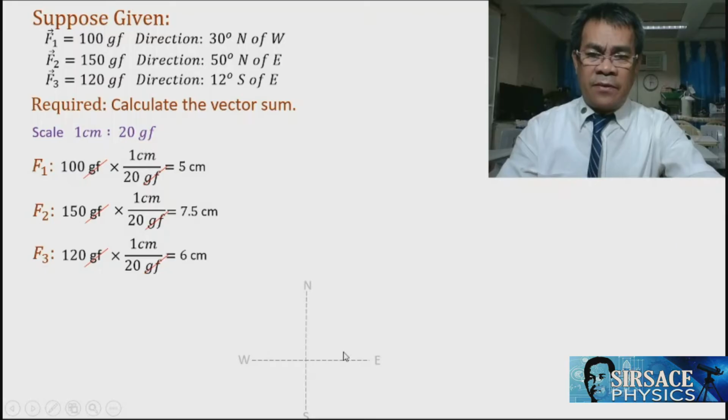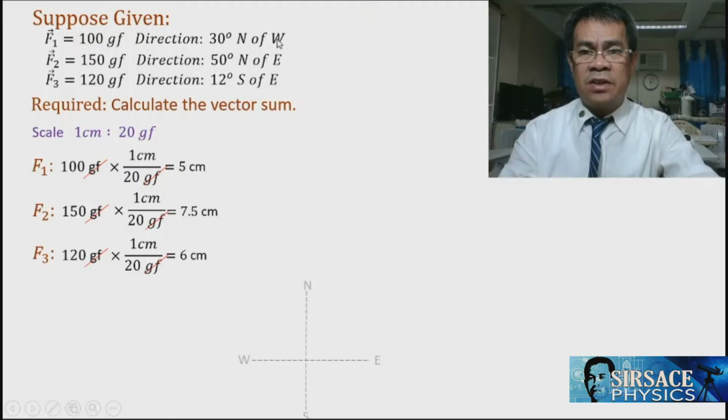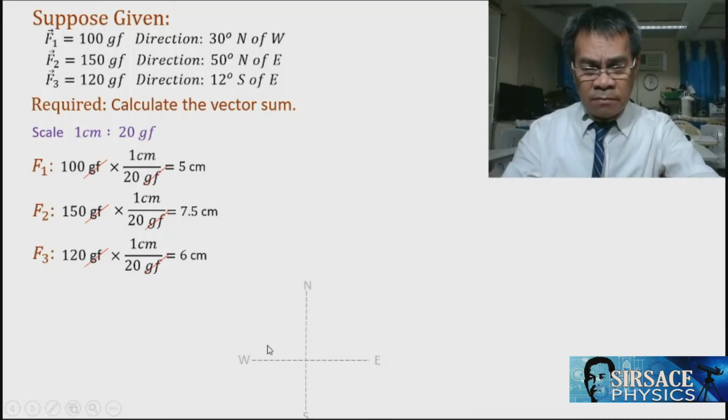Okay, so therefore, again, you have to start at a certain point. So take note, direction is north, south, east, west. So for the first force, we have the 100 gram force in the direction of 30 degrees northern part of west. Where is the northern part of west? This is the west. Then the northern part is here. So you have to measure 30 degrees here.